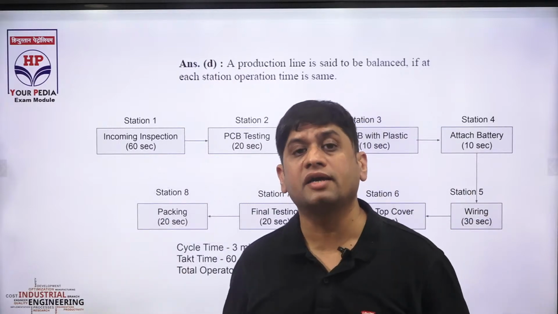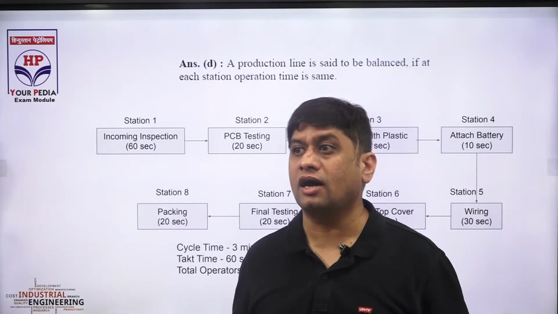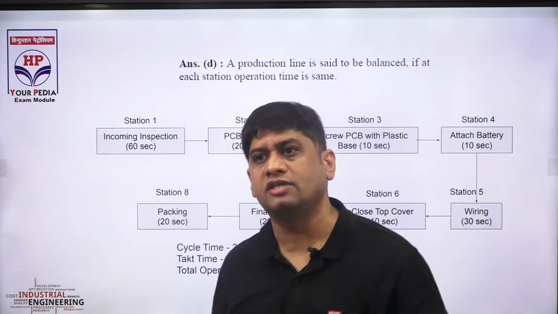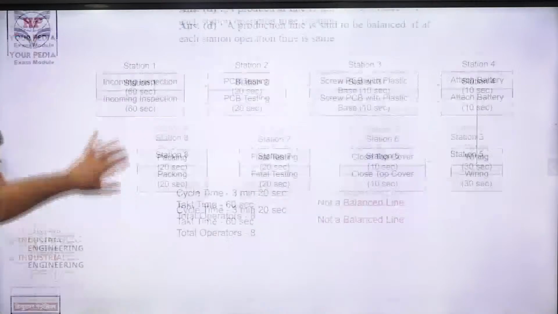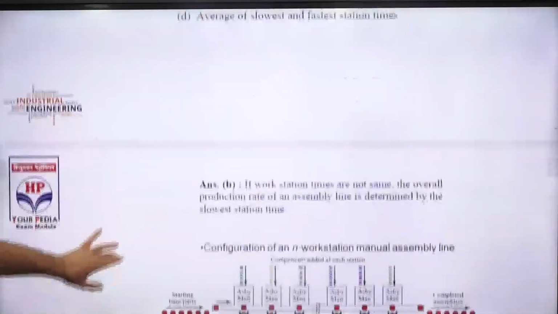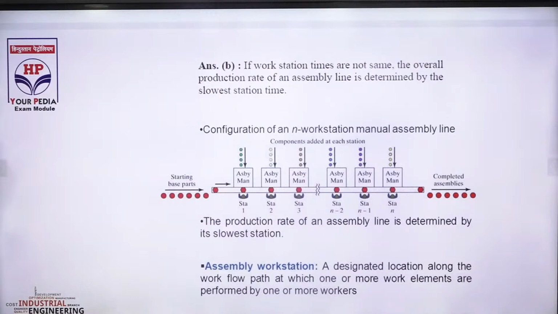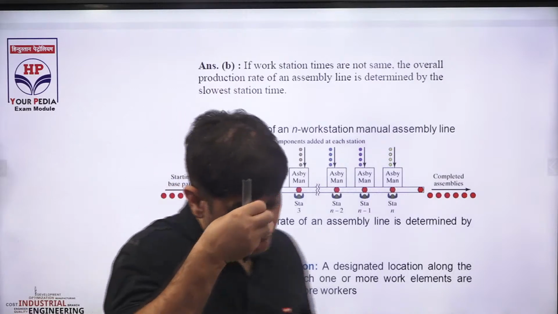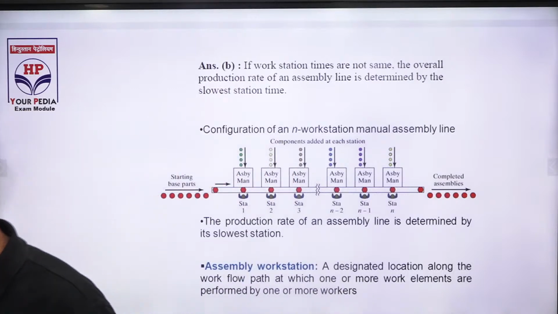You 3 people are working in a project. You cannot deliver the project until the slowest fellow has completed his work. So the production rate is decided on the basis of slowest station time. Slowest station. That is very important for you to know. Slowest stations will decide the production rate. So production rate will be decided by the slowest station.